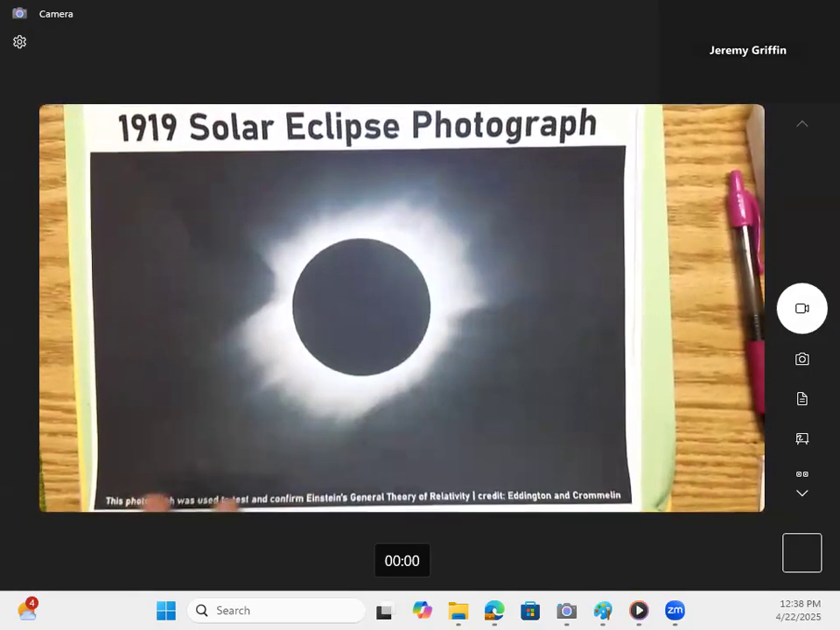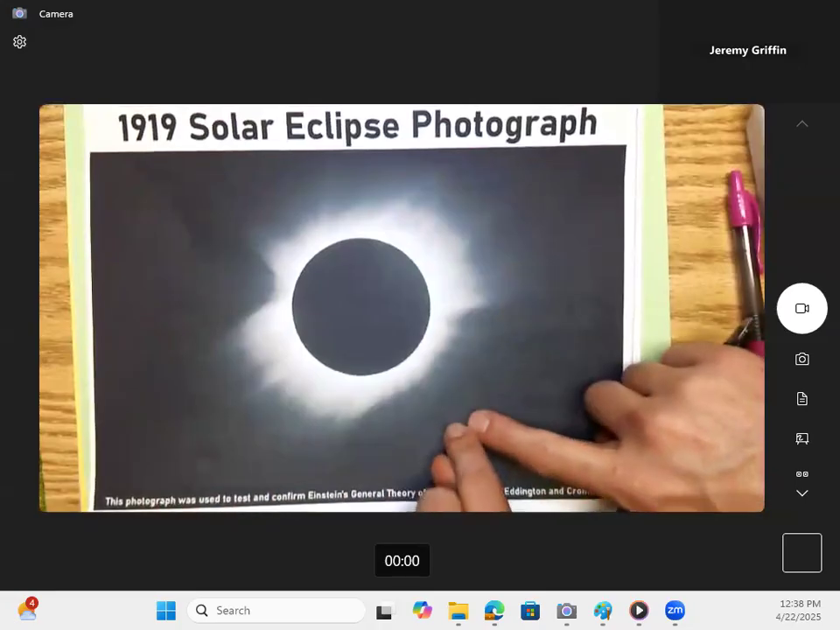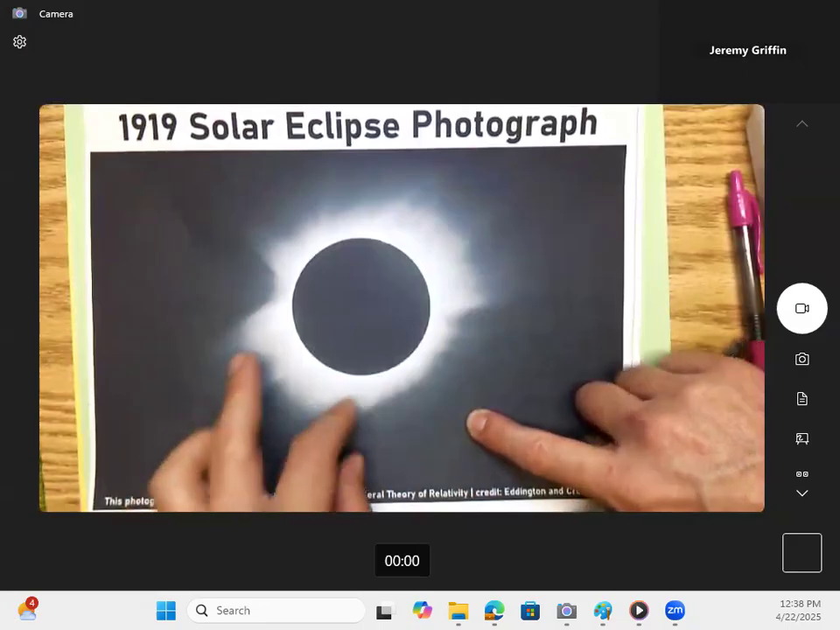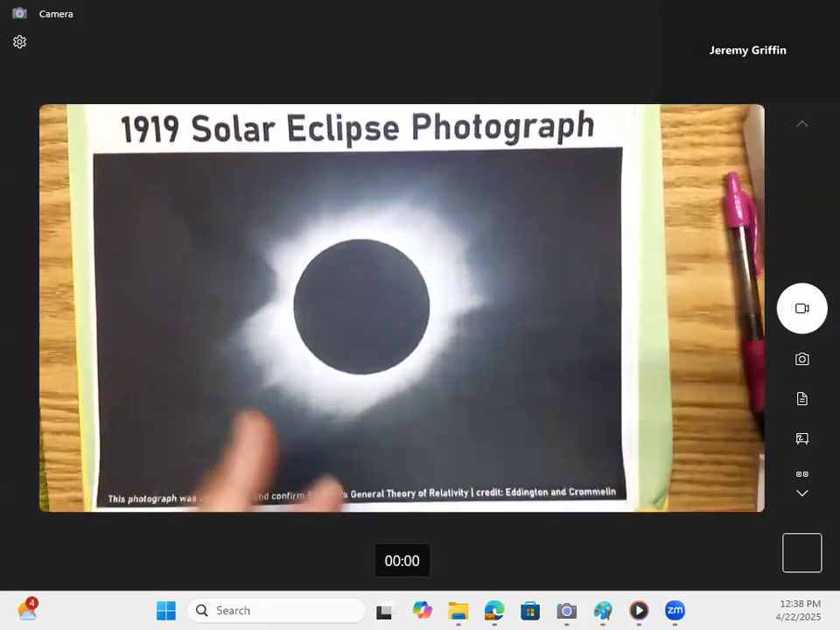Now, I printed this off my printer, so it doesn't show up super well. I think I see a little tiny star here. But if you Google this image, you'll see the original image. And there's a few stars you can see that you normally wouldn't be able to see during the daytime because it would be too bright. But you can see during a solar eclipse.